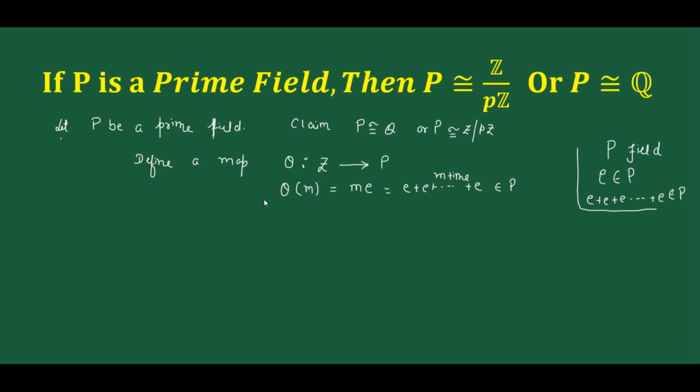Okay, now we will prove that this map is a homomorphism of rings. So what is our claim now?